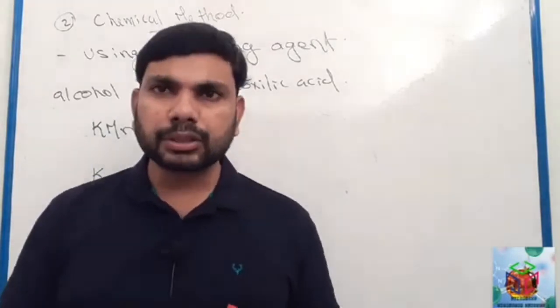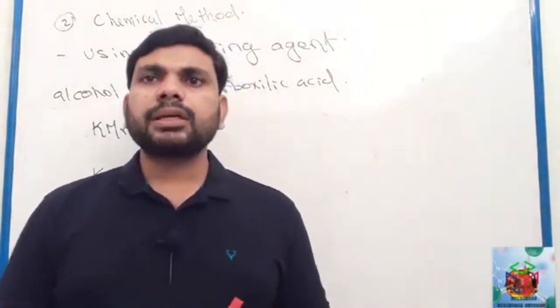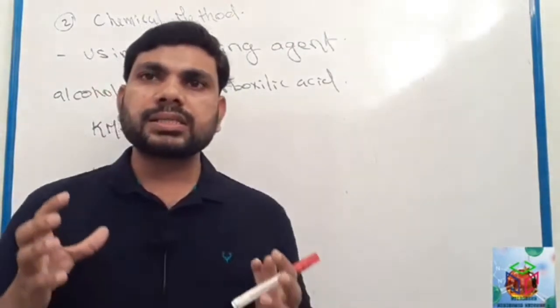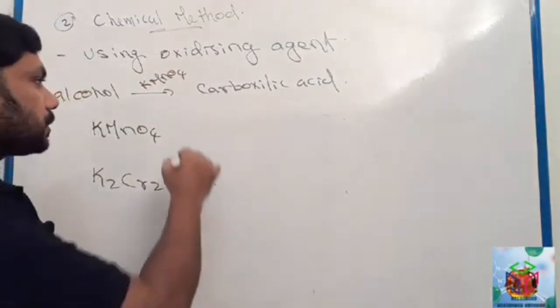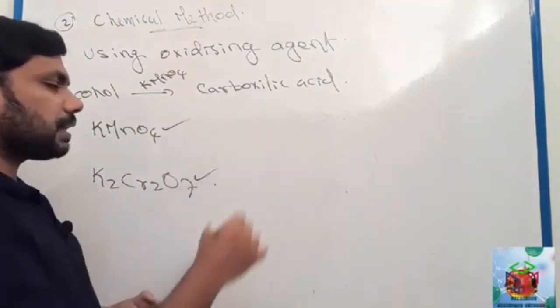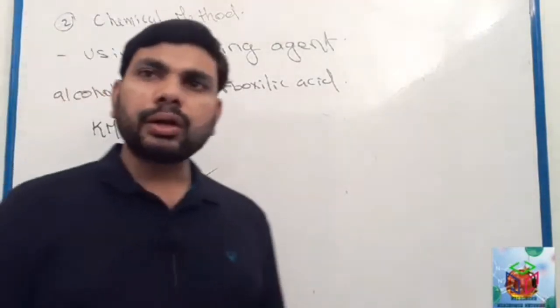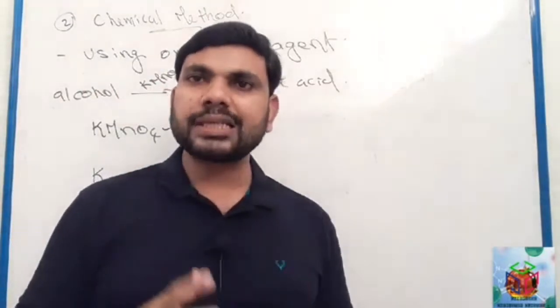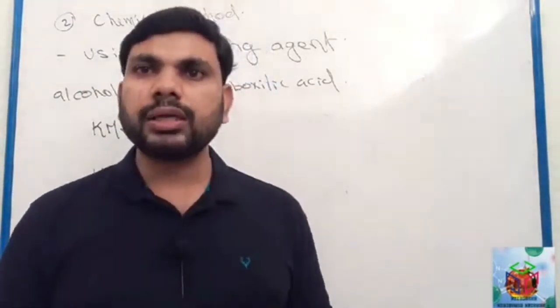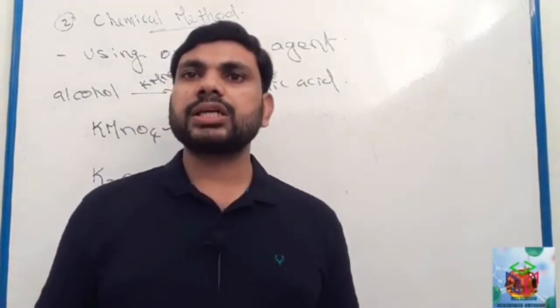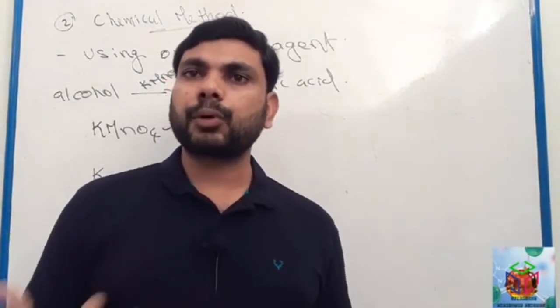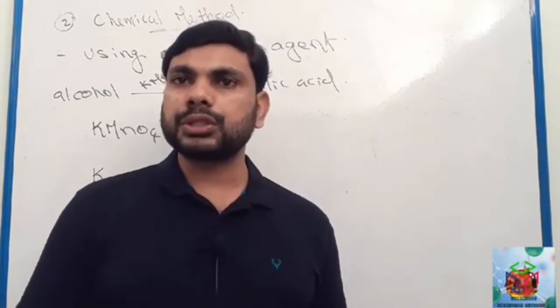This is the chemical method. Chemical method means we will use chemicals such as oxidizing agents. Oxidizing agents we discussed already, potassium permanganate and potassium dichromate. So alcohol mixed with oxidizing agent and heated very strongly, this alcohol will change to carboxylic acid. Ethanol changes to ethanoic acid. Propanol, propanoic acid. Butanol, butanoic acid.